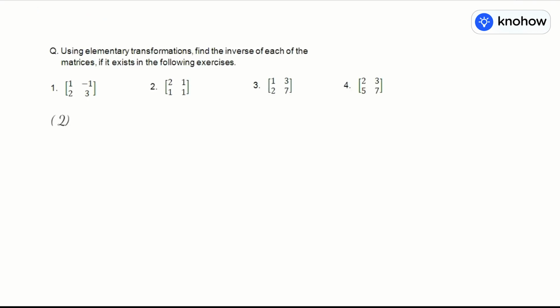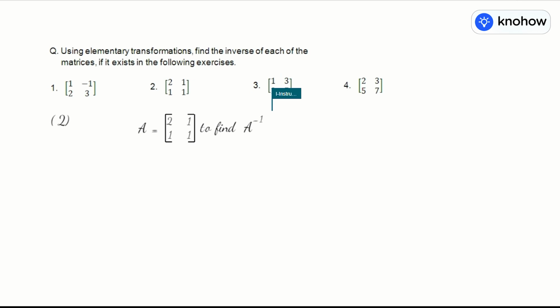So this has been done. Now out of questions 1, 2, 3 and 4, I am leaving question 1 for you to try, and I'll try question 2 and 3 one by one. So let me take question 2 first of all. Given is a matrix A = [2, 1; 1, 1], and we have to find A inverse using elementary row transformation.